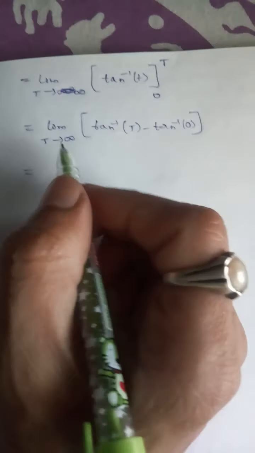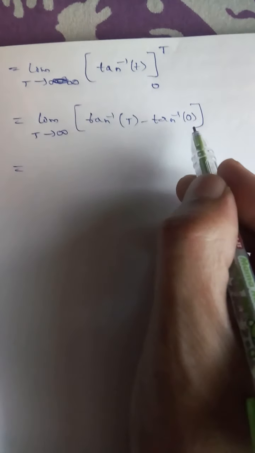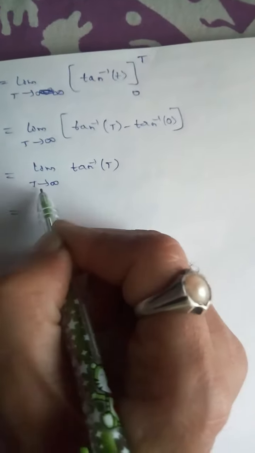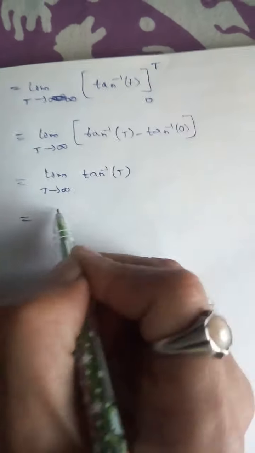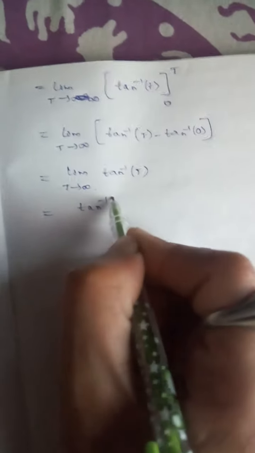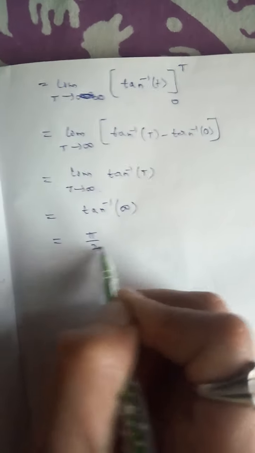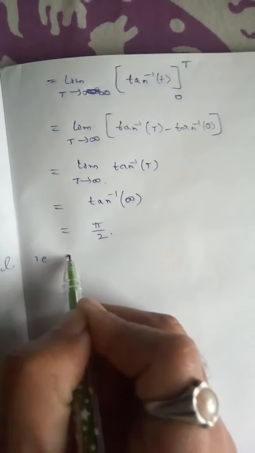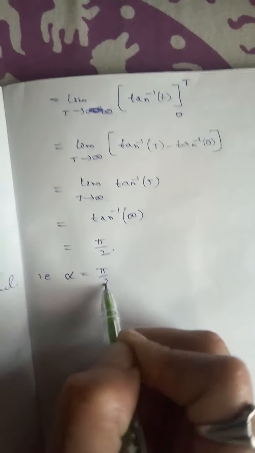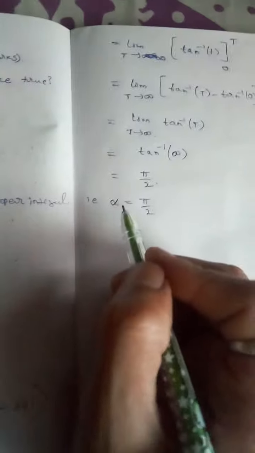We know that tan inverse of 0 is 0, so this becomes limit T tends to infinity of tan inverse of capital T. As capital T tends to infinity, this value is tan inverse of infinity, and we know that tan inverse of infinity is pi by 2. So alpha is equal to pi by 2. Now we will verify the options.